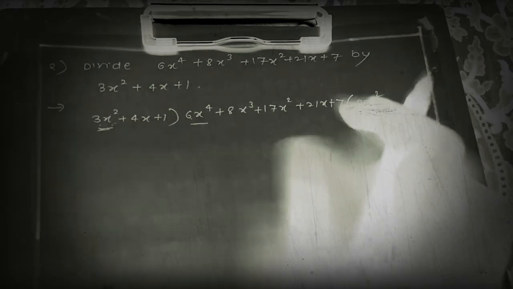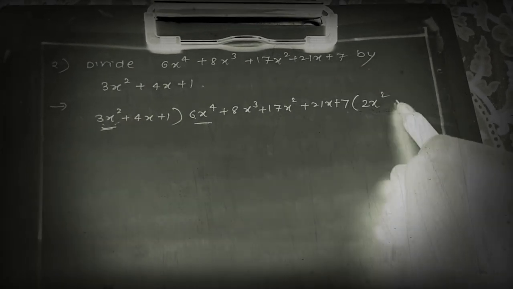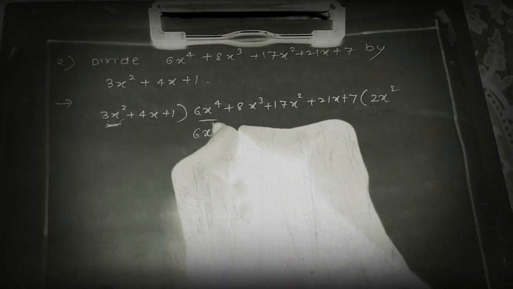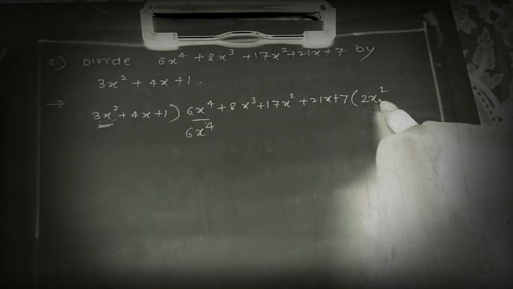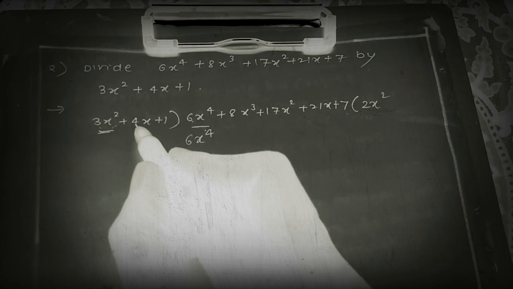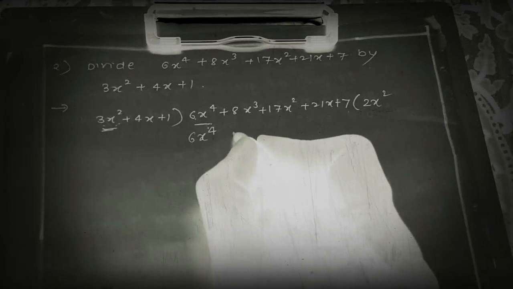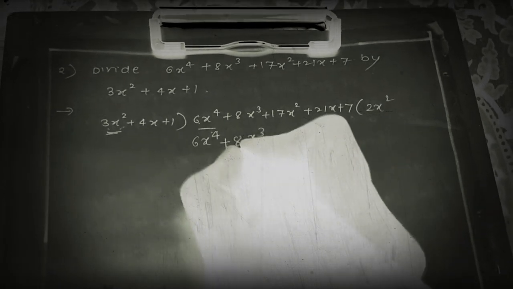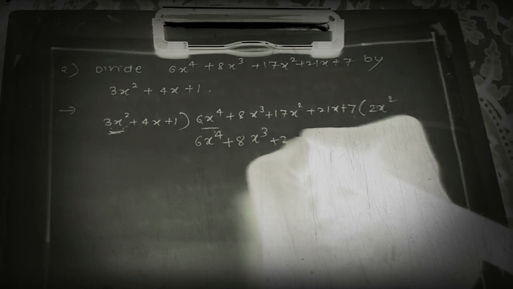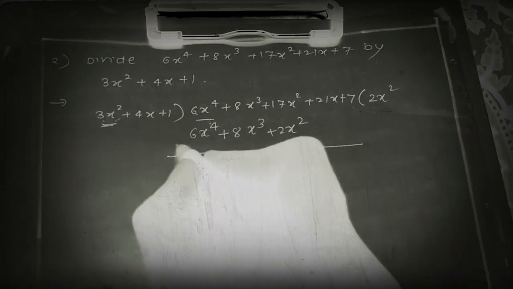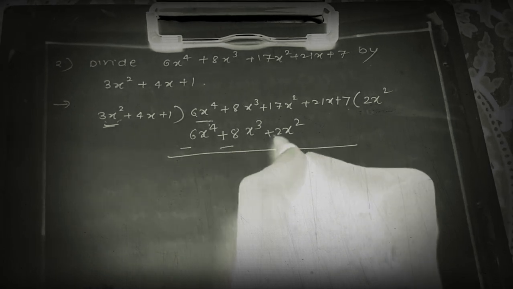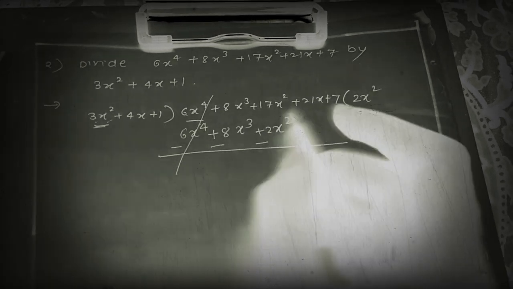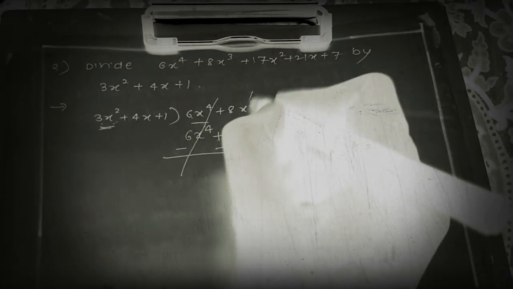Now you have to multiply each term of the divisor with this quotient. So 3x square into 2x square is 6x raised to 4. 4x into 2x square: first of all, you have to multiply the quotient. 4 2s are 8, x into x square is x cube. Both have plus plus signs, so plus. Then 1 into 2x square is 2x square. Subtract this. Just change the sign of the second row. Minus, minus, minus. 6x raised to 4 minus 6x raised to 4 will be 0. So 8x cube minus x cube will be 0.